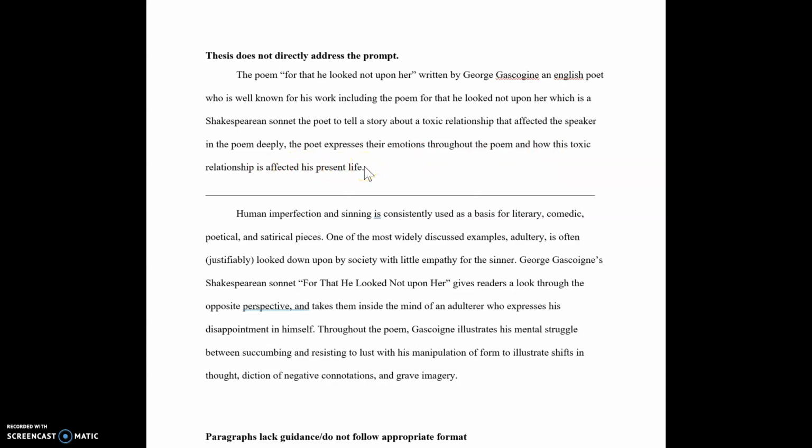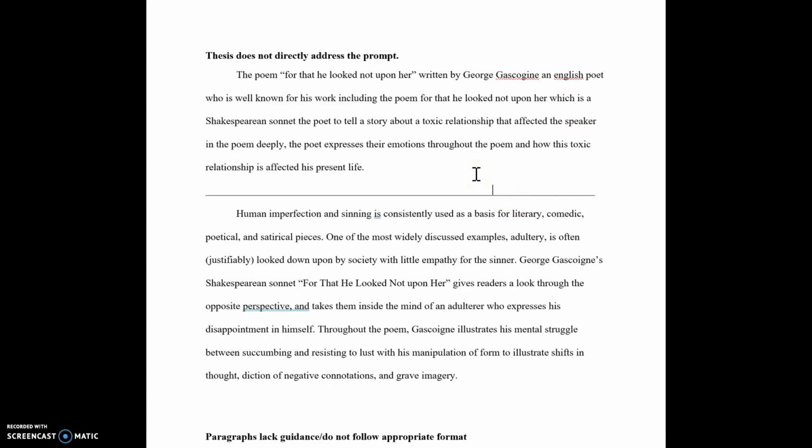Okay, so there are some grammatical errors here, which is besides the point. That's not what we're looking at. But if we're looking for a thesis, one, this is one whole sentence, which it shouldn't be. And two, the closest thing we get to a thesis is the poet expresses their emotions throughout the poem and how this toxic relationship is affected life. It barely hints at the prompt, and it doesn't really fully address it because it doesn't say how. Okay, so yeah, we know this thing exists. The prompt gave us a big idea of, hey, this thing is there. Just tell us how it's done, right? But this doesn't say how it's done. In fact, the word how is again repeated here.